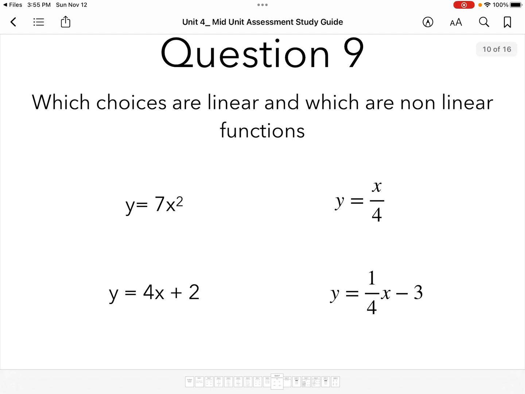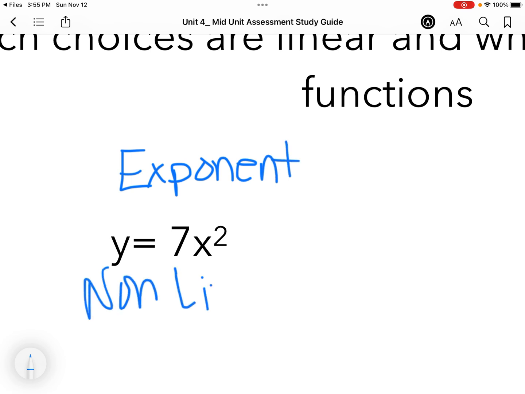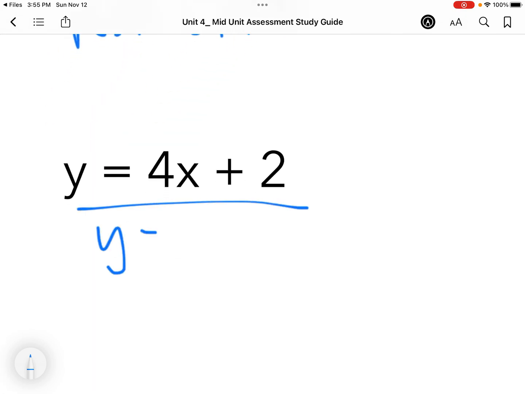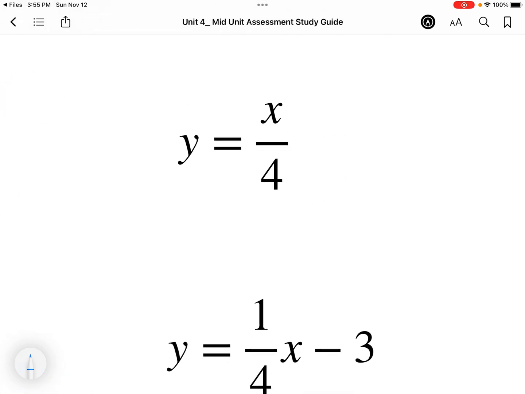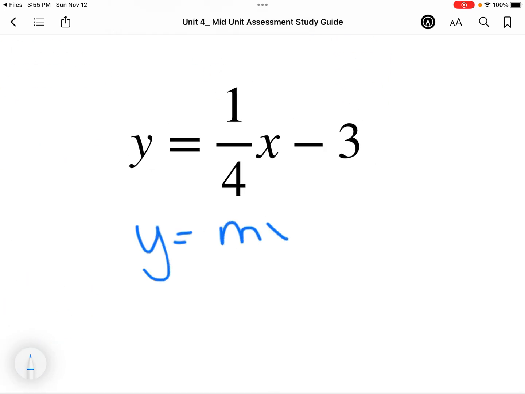Which choices are linear and which choices are non-linear? Well, I know this one has an exponent, so that's non-linear. This one is y equals mx plus b, so this is a linear function. This one, x is in the numerator, it's on top, so this is a linear function. This one is written as y equals mx plus b, so this is a linear function.